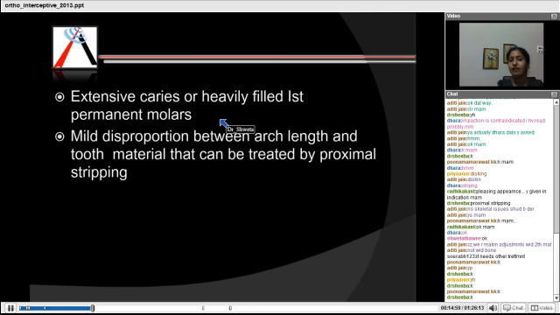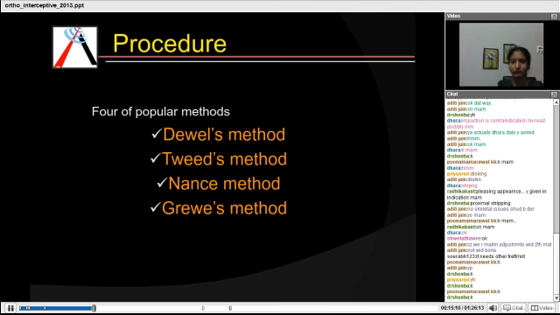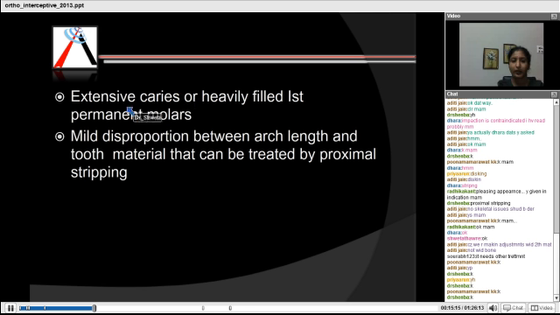Extensive caries or heavily filled first permanent molars. Mild disproportion between arch length and tooth material can be treated by proximal stripping. Okay, why is it extensive caries or heavily filled first permanent molars? When there is extensive caries in first permanent molars, why can't you do serial extractions?